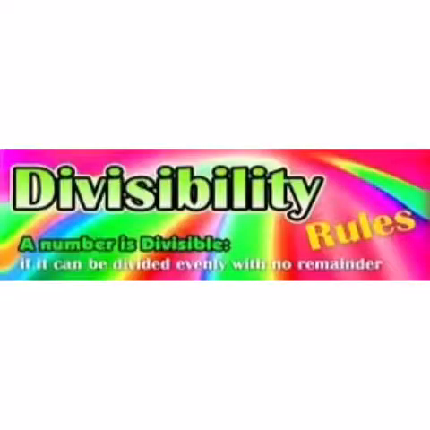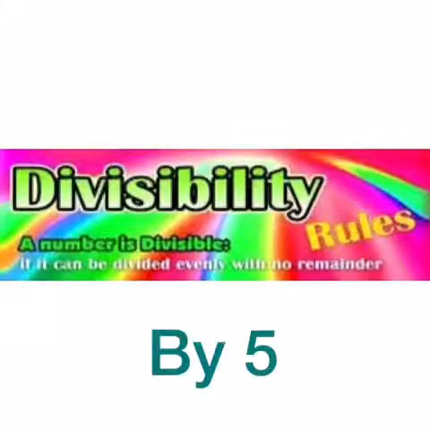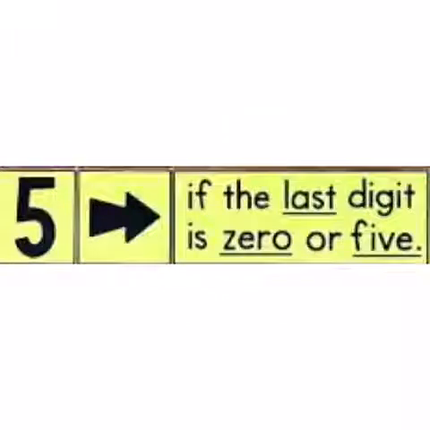Now children, we will learn the divisibility test by 5. Children, if a number, big or small, has 0 or 5 at its ones place, then that number is easily divisible by 5. Or you can say any number whose last digit is 0 or 5 is divisible by 5.